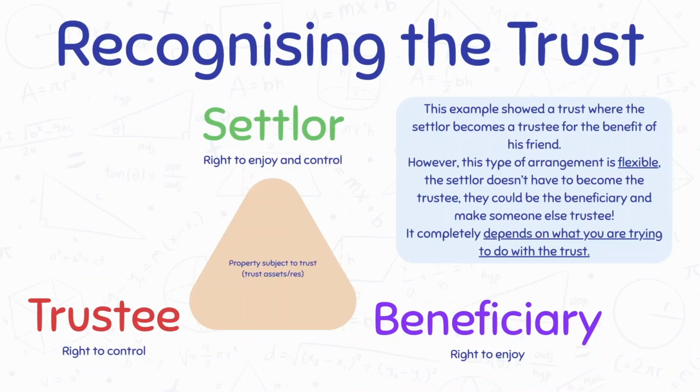It could even be that the settler completely gives up all rights to the property, so giving the legal title to someone else and then the beneficial title to another, so that they end up with no rights at all. It could also be that the settler is in every position of the trust at one time, just they cannot be the only one, so there will have to be either more trustees with them or more beneficiaries with them. So hopefully you can see that trusts are very flexible and how they look will completely depend on what you're trying to do with the trust and also how many people are party to it as well.